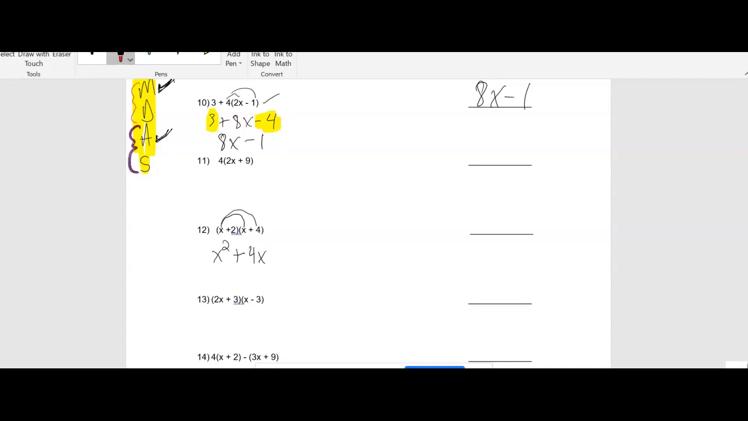Once you've done that, now you take your 2, and the 2 needs to get distributed. So 2 times x will give you a +2x. And then the 2 times the 4 here should give you a +8. You should then see that you have like terms here that we can combine. So we should get x squared plus 6x and then plus 8.